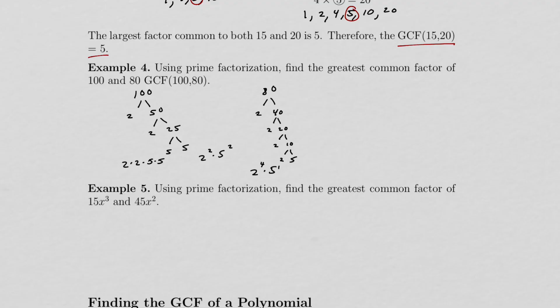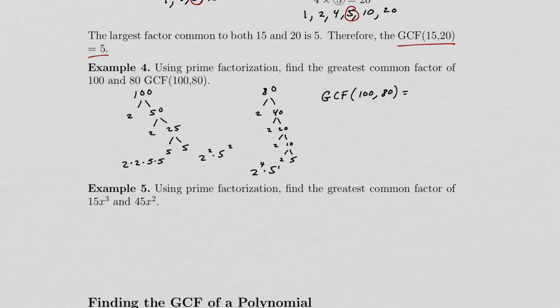Okay, and both factorizations have 2's and 5's in them already, right? I don't have to add anything to the 0 power to match it. It's already symmetrical. Okay, so how do I find the greatest common factor of 180?